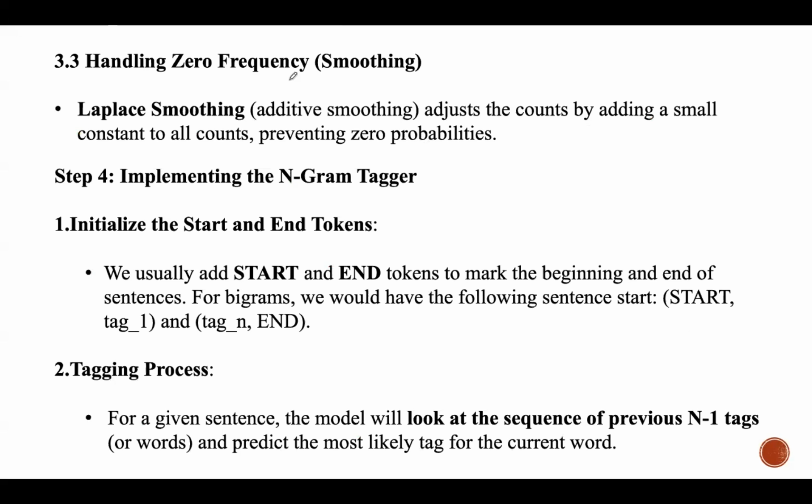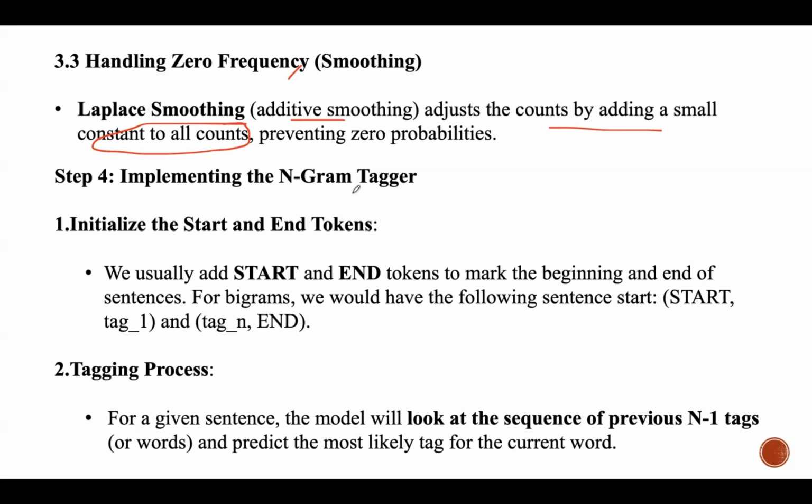And the next step is handling zero frequency smoothing. Here, if a tag sequence has never been seen during training, it is called zero frequency, and the model assigns it zero probability, leading to poor performance. To resolve this issue, we use smoothing techniques like Laplace smoothing. Laplace smoothing, also called additive smoothing, adjusts the counts by adding a small constant to all the counts so that it will prevent zero probabilities.